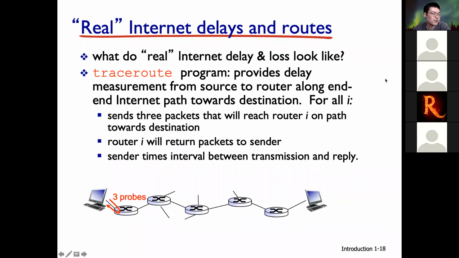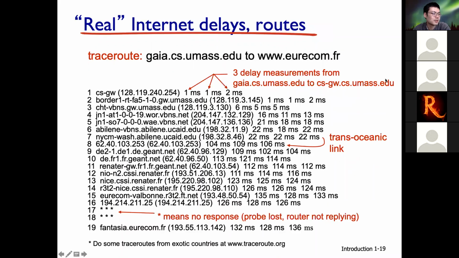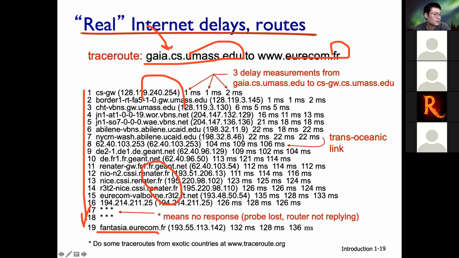So here's an example. We have three probes and then three probes, okay? And this is what we will see in the result. For example, you want to connect from UMass to a destination in France. These are the routers along the way. You can see some have gone to France already, some are still maybe in the US, and some are somewhere in the middle. And you can see the time, which generally increases, like 1, 2, 5, because it's farther and farther away.